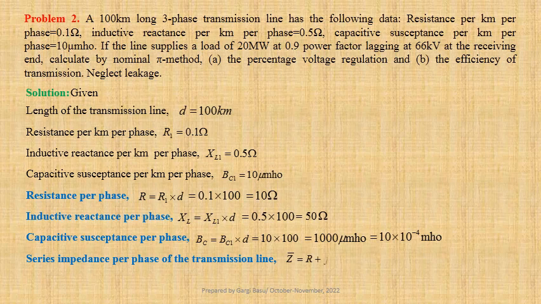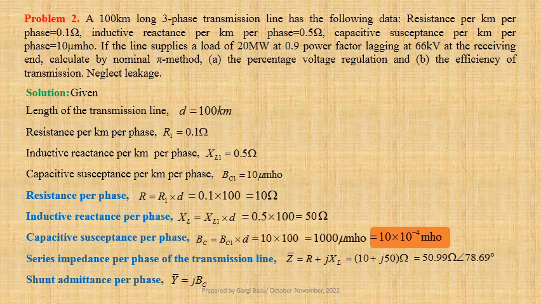Z equals R plus JXL, that is equal to 10 plus J times 50 ohm. This may be written in polar form as 50.99 ohm at an angle 78.69 degree. Shunt admittance per phase Y equals J times BC, that is equal to 0 plus J times 10 into 10 to the power minus 4 mho. This may be written in polar form as 10 into 10 to the power minus 4 mho at an angle 90 degree.